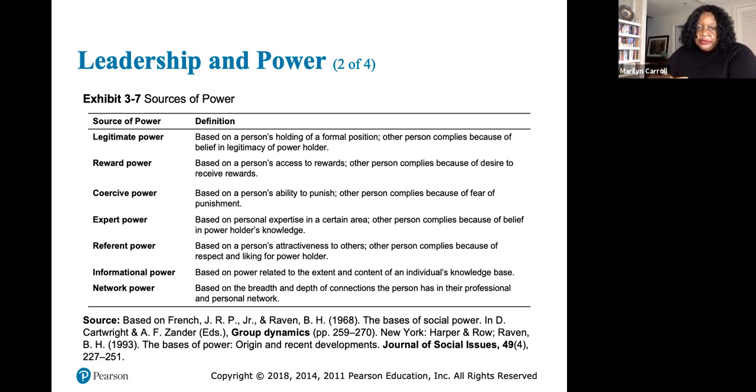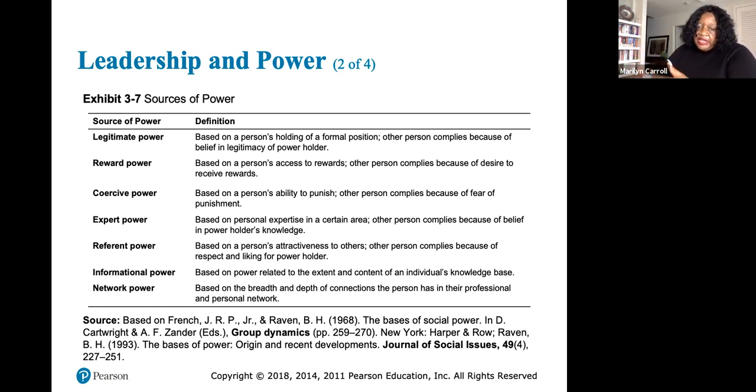That's expert power. Referent power is based on a person's attractiveness to others. The other person complies because of respect and liking for the power holder. We see referent power with people like the Kardashians. If you like them, they have referent power. They have power. It's not legitimate power or reward power or expert power, it's referent power. And because of their attractiveness, the way they look, the way they dress, they have power.